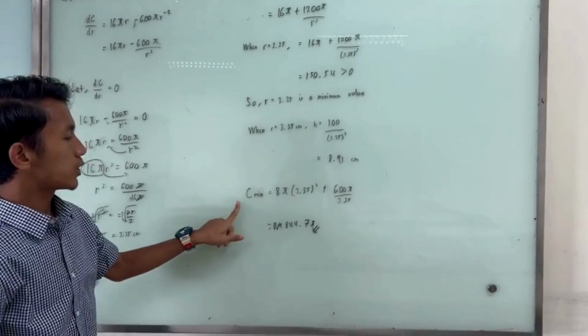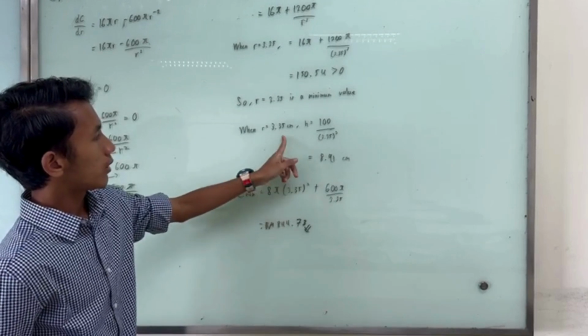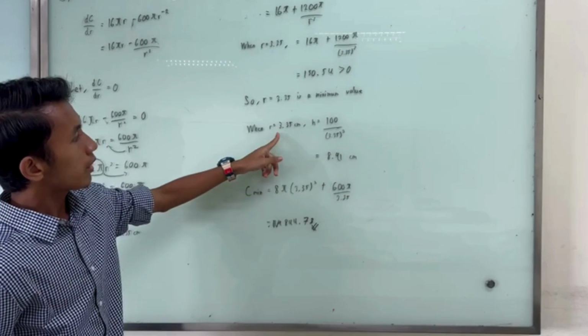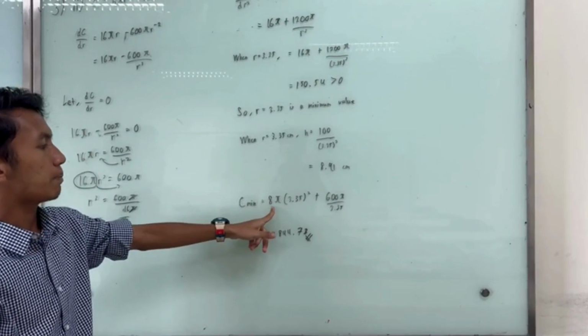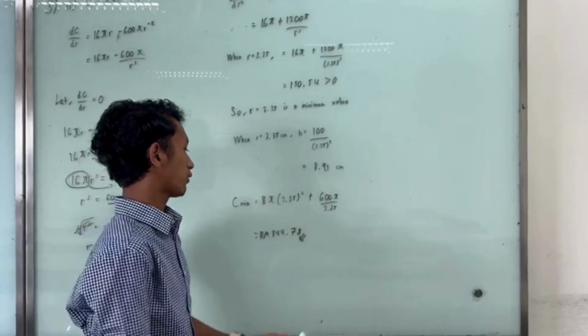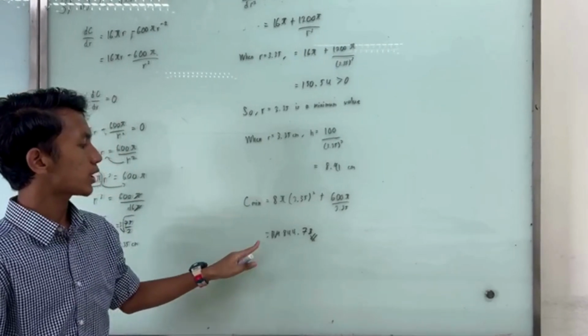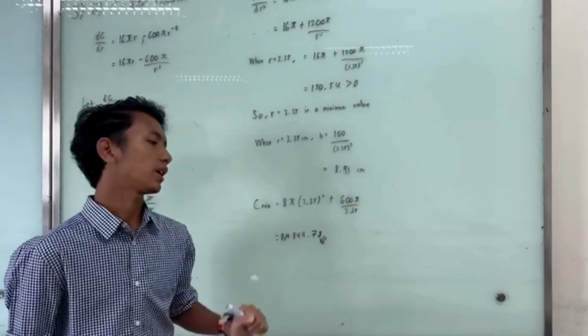And finally, for the minimum cost, we substitute r equals 3.35 into the formula: 8 pi times 3.35 squared plus 600 pi over 3.35. The minimum cost we get is RM 844.73 ringgit.